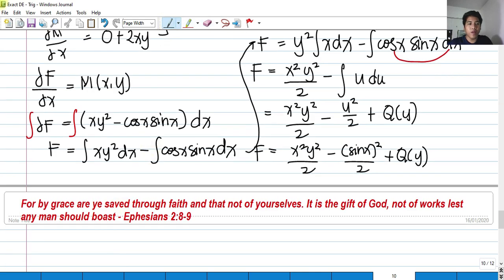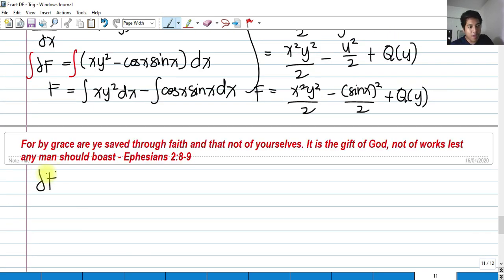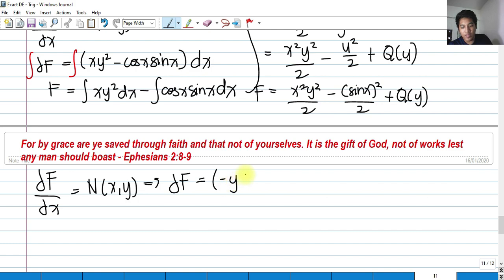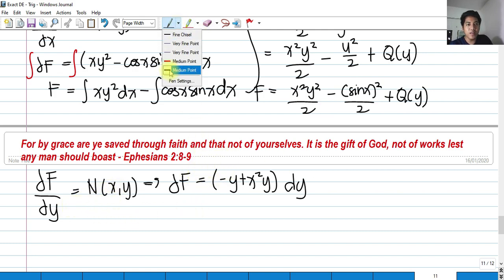How about if we are to use the other formula: the partial of f with respect to y is equal to the n of xy. So what will happen here is that we have the partial of f equivalent to our n, where n is negative y plus x squared y, and we distribute this. This should be the partial of f with respect to y, so we cross multiply the dy here. The next step is again to integrate. It's very simple. Integrate it.